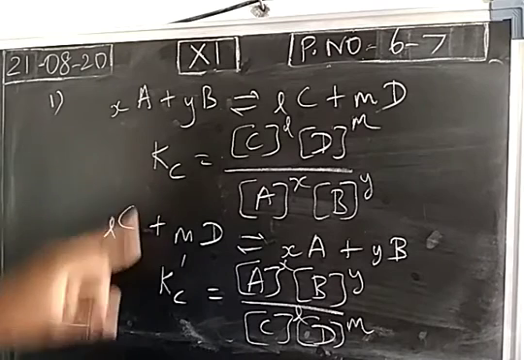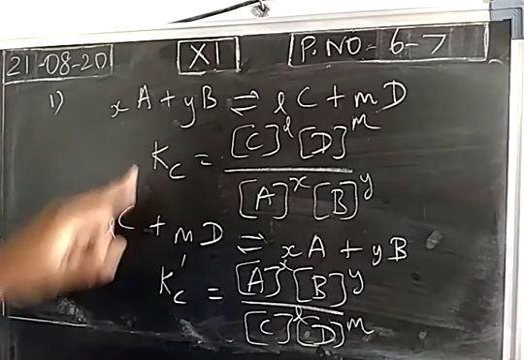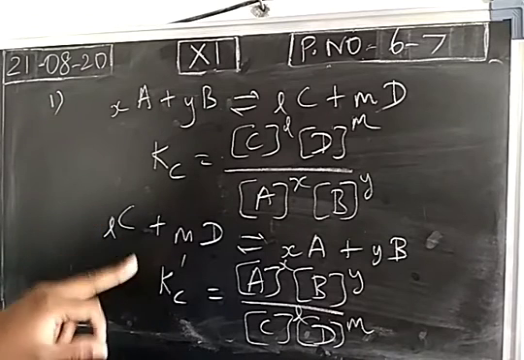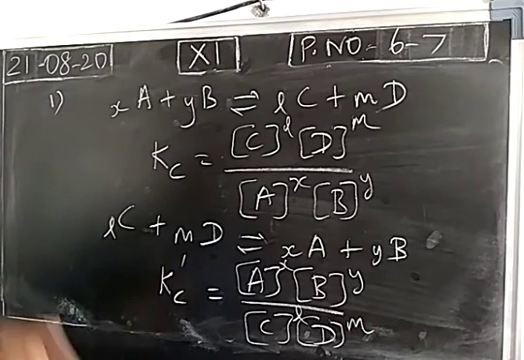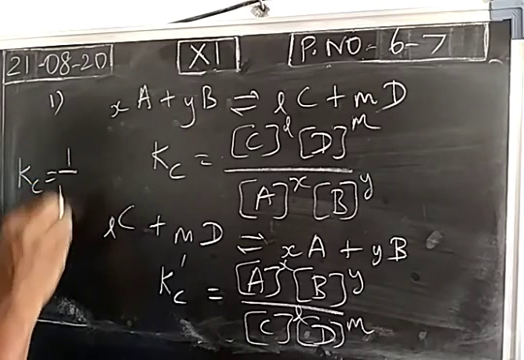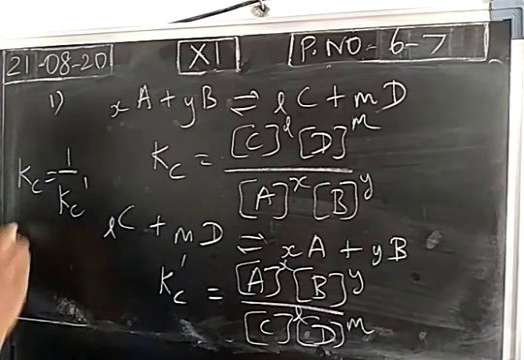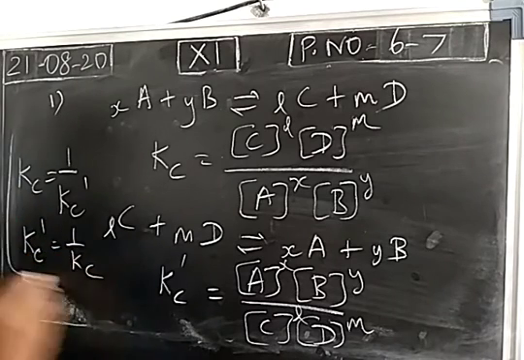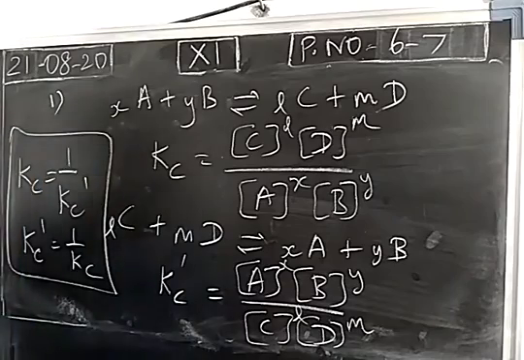Now what is the relationship between these two? They are not directly proportional. One is the reciprocal of the other. The equilibrium constant of one is the reciprocal of the other. So the relationship is Kc is equal to 1 by Kc dash, or else Kc dash is equal to 1 by Kc.